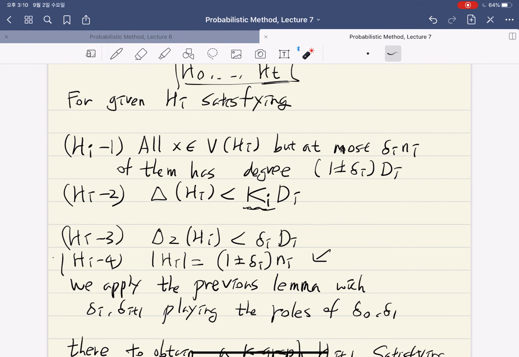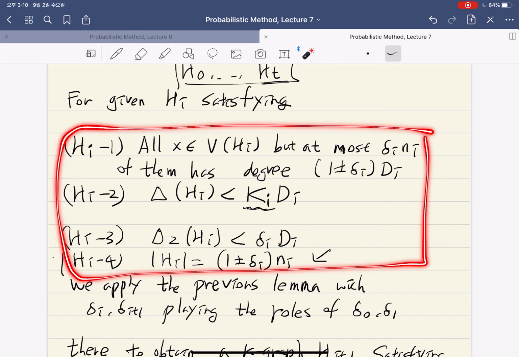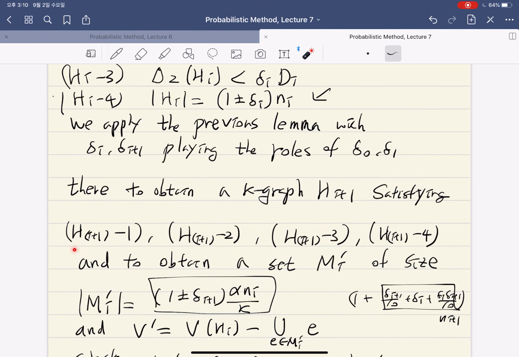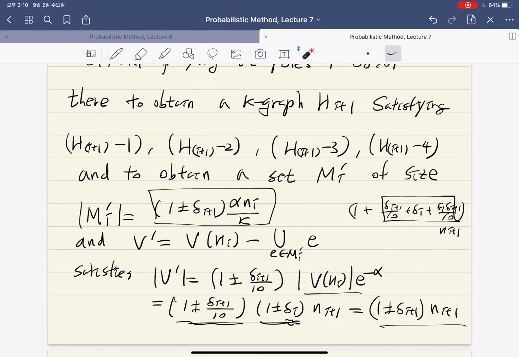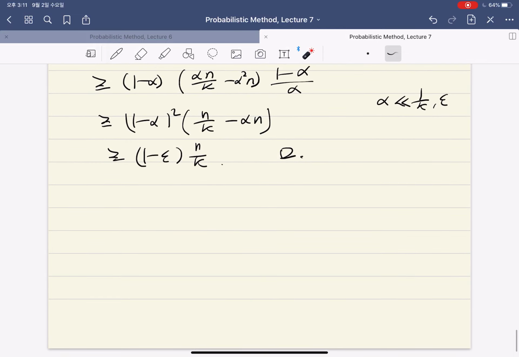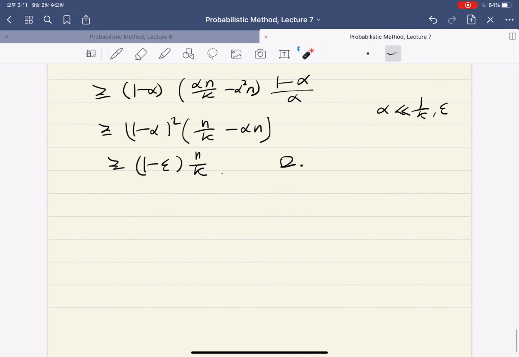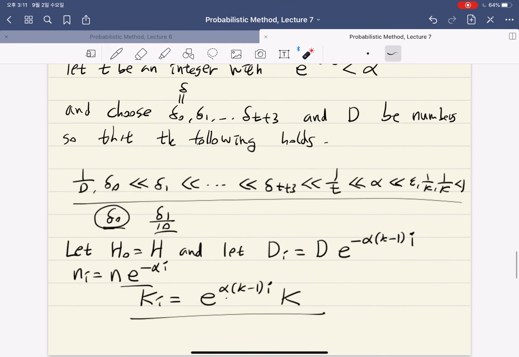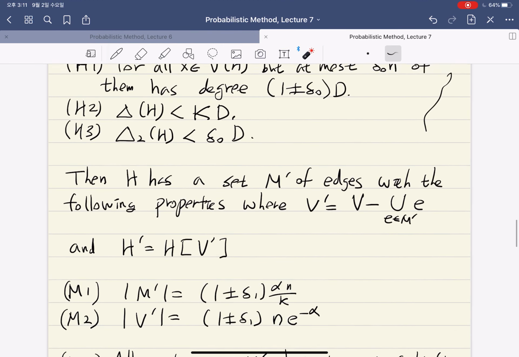And we have these 4 conditions. Then every time we apply this lemma, these 4 conditions just carry over to the next graph. While doing that, we get this set M prime I. From there, we choose a matching, and then we collect them together. Then later, we get the desired matching. So this proves the Pippinger theorem.